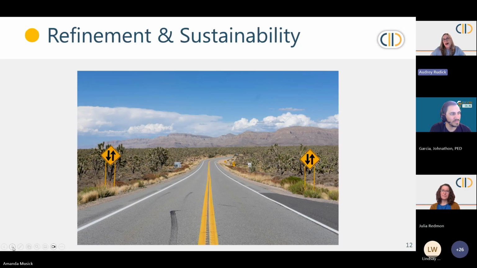Awesome. So Jonathan, we've got this lovely picture of a road. What does the road ahead look like for New Mexico as you're prioritizing moving into the future here?